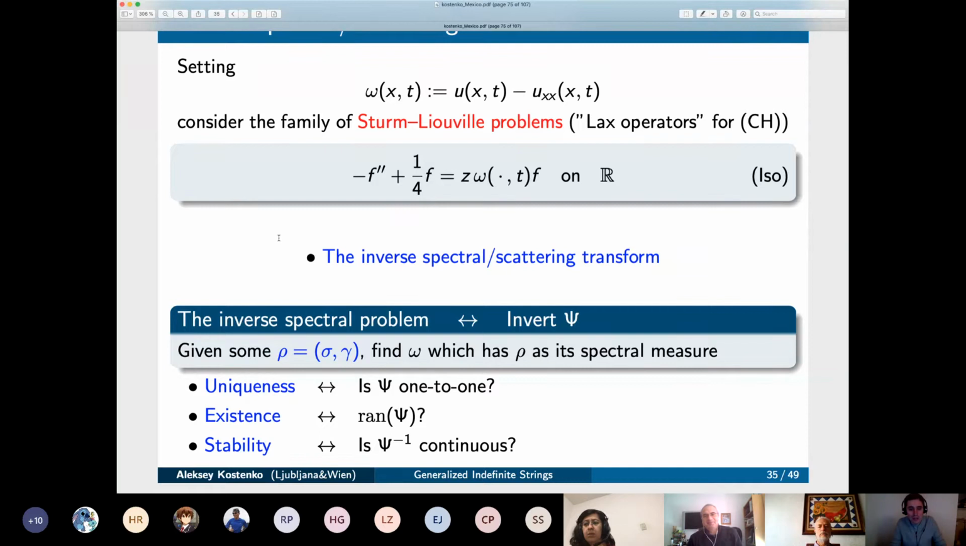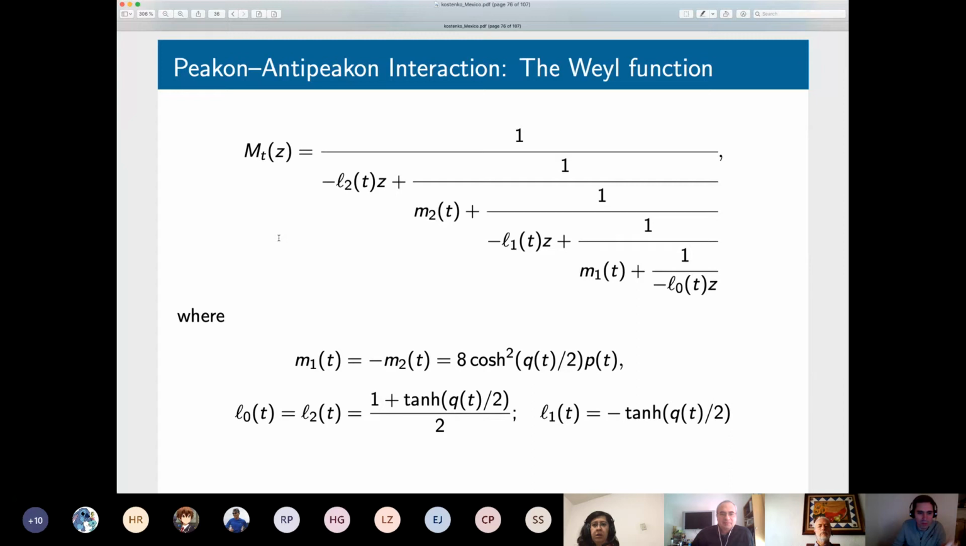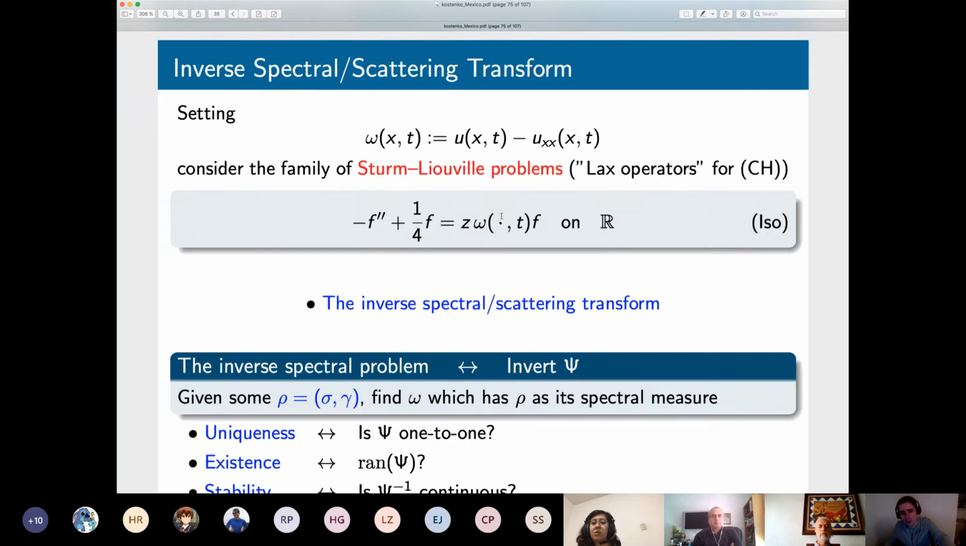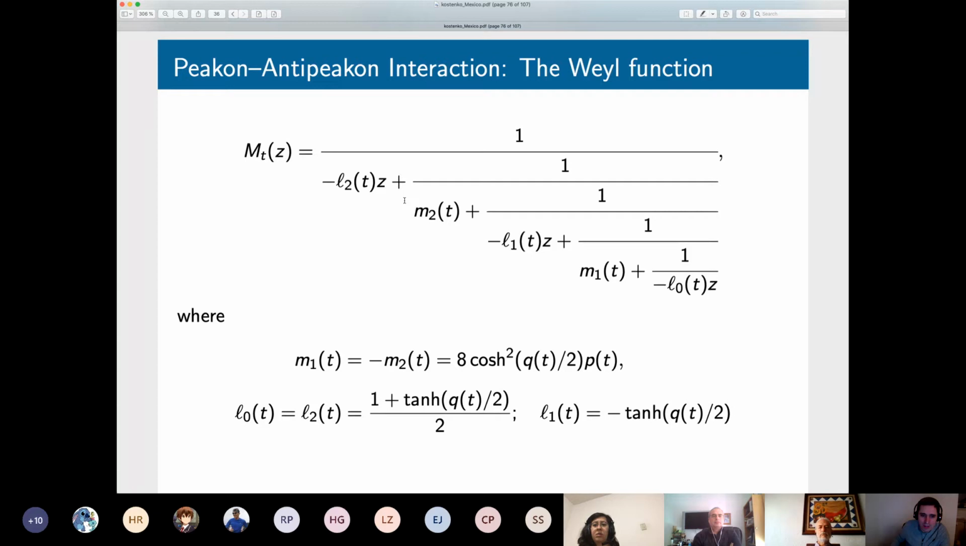Okay. So, since I was speaking about multiplicands and continued fraction expansions, actually, if we transform the spectral problem into a string and define the M function in exactly the previous way, then for two peakons, the corresponding M function admits this very short and simple continued fraction representation.